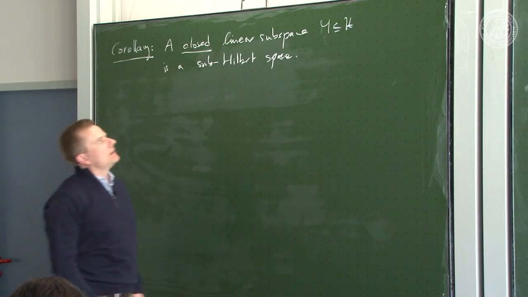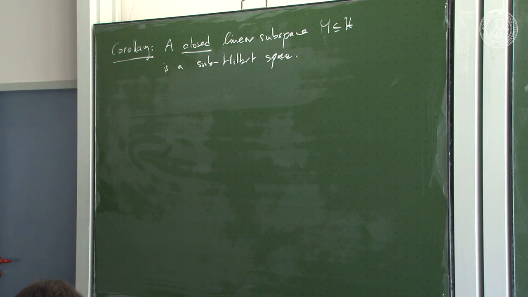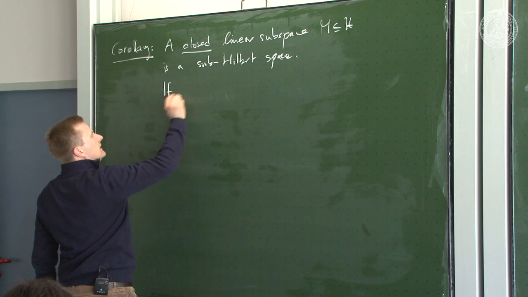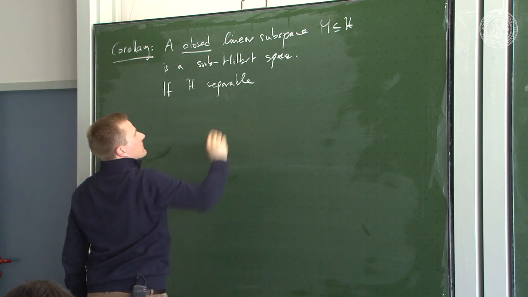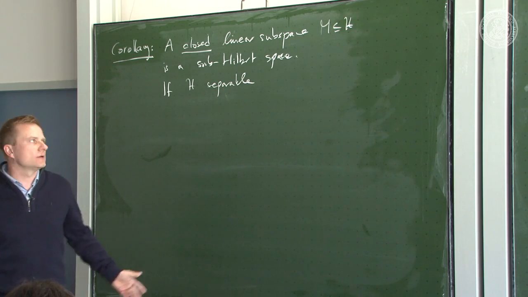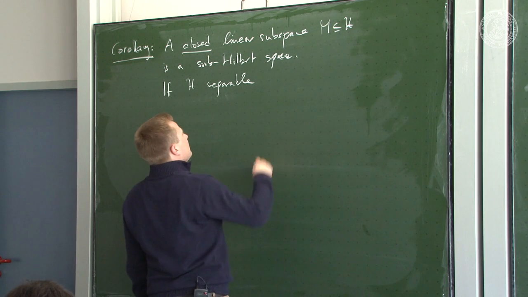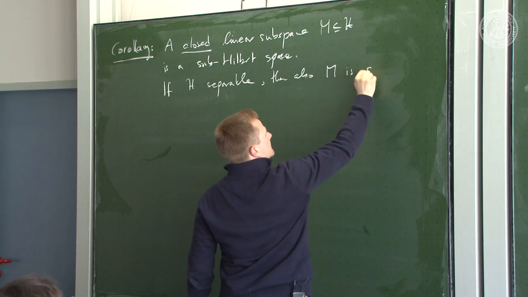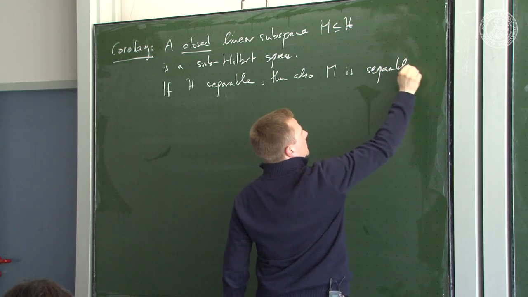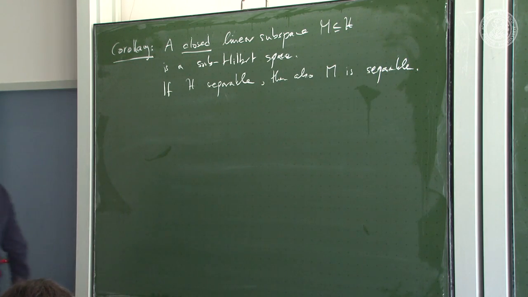Of course, with the inner product induced from H. You just use the same inner product, but you only apply it to the elements of M. And additionally, if H is separable, which you might have assumed, I mean in this theorem anyway, I just emphasize it. If H is separable, then also M is separable. Obviously it is. You can find a subbasis.